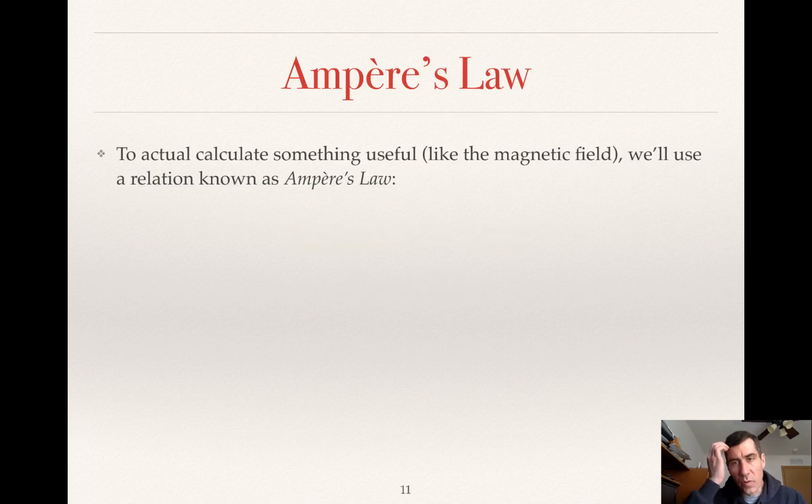If you remember, Gauss's law for electricity was useful because we could use it to calculate the electric field when we had a lot of symmetry. So what we need is something similar for magnetic fields, and that relationship is known as Ampere's law. Ampere's law is just written down here.